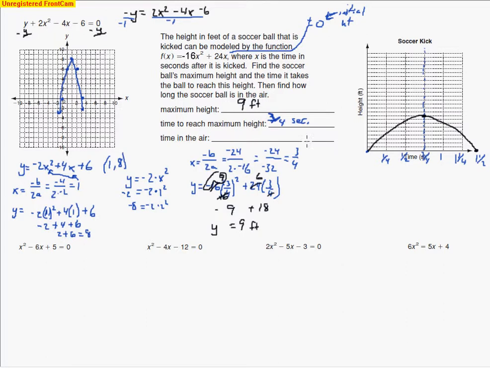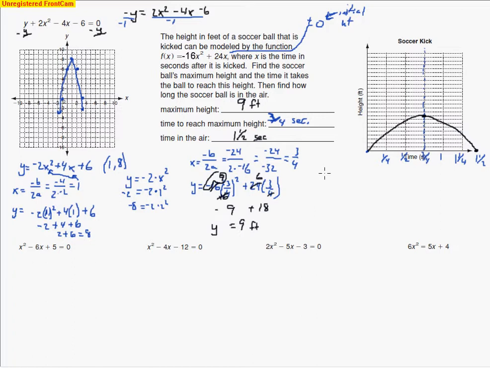And the time in air, there's a couple ways we can do that. I'm going to show you both ways. First of all, symmetry tells me that since it started on the ground, it took 3/4 of a second to get up there. It's going to take us 3/4 of a second to get back down. So I know the answer is 1 1/2 seconds. But let me just show you another way to come up with that, because sometimes they just ask for the time in air, and you could just factor to come up with that answer.